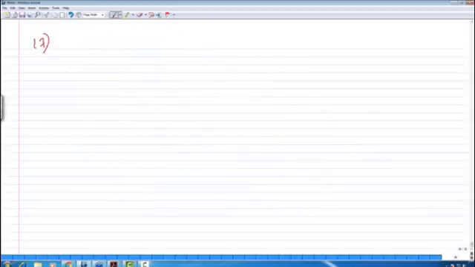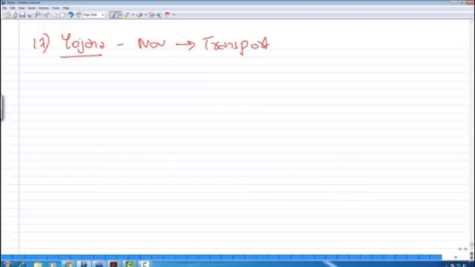Now we come to Yojana. This is the November issue of Yojana. The topic under discussion was transportation. So Yojana picks up urban transport and discusses some schemes related to that. One scheme we should be aware about is Amrut.